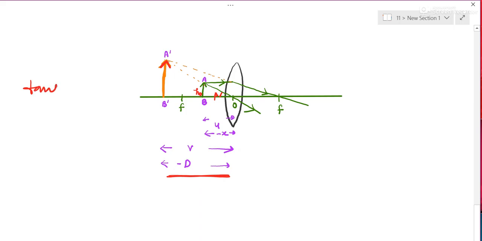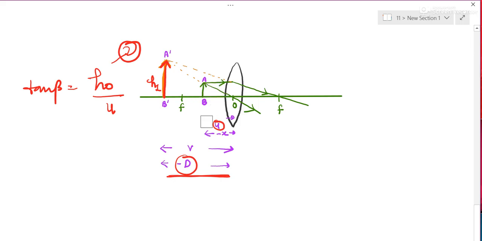So tangent beta from the smaller triangle, with perpendicular which is H O, and base is U, right? So this is what we are going to write. But tangent beta has the value of height of image by D also, but that I don't require. That will not lead me to the derivation. So from the smaller triangle I'll write. This is beta and I'm writing the value from the smaller triangle. This is height of object and this is U. Base is U. So we are ready with tangent alpha and tangent beta.